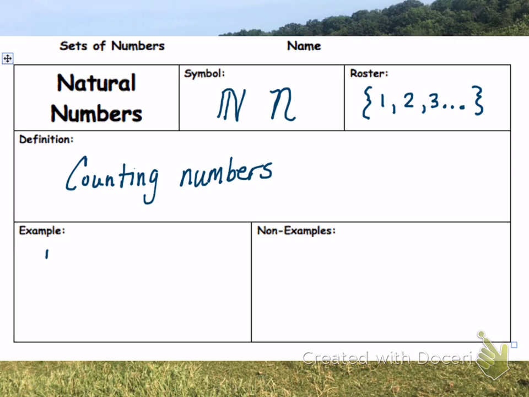So the examples of natural numbers would be 1, 2, 3, etc. 7, 43 is a counting number, 2001 is a counting number, etc. Non-examples would be anything negative, anything that's fractional or a decimal would not be a natural number. Anything that's irrational, which we'll talk about for a little bit, and 0 is not a natural number. So the counting numbers start with 1, and they are the numbers that you can use to count.